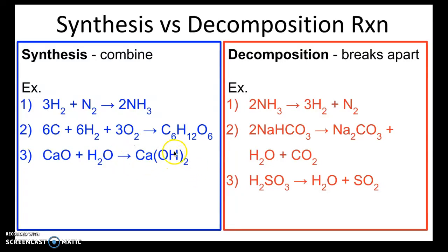Right, so you may have noticed that all of these have one product, and that's because in a synthesis reaction, we combine 2 or more reactants to form one product. And so that's how you can recognize something as a synthesis reaction: one product is formed from multiple reactants. And so that's what a synthesis reaction is.